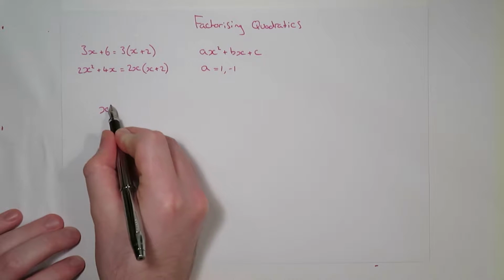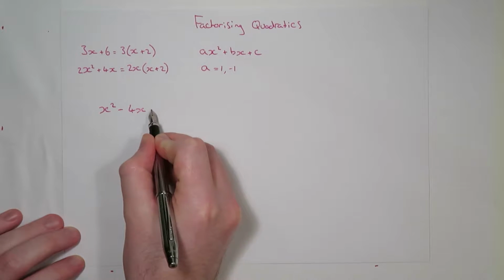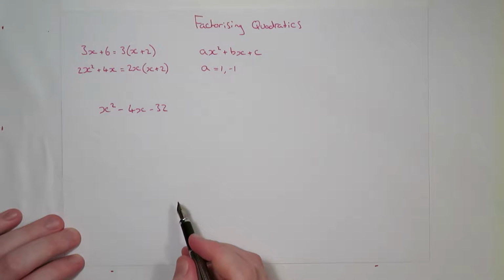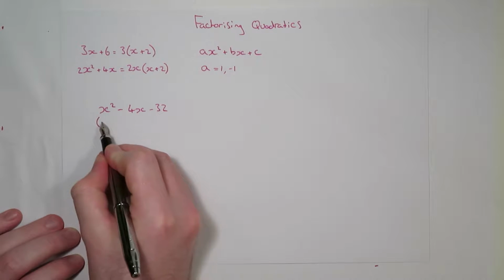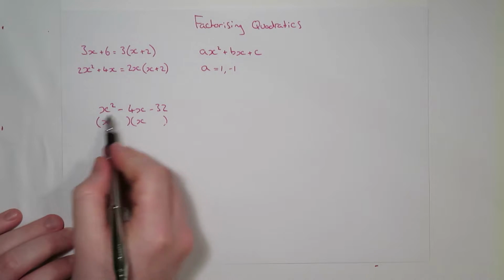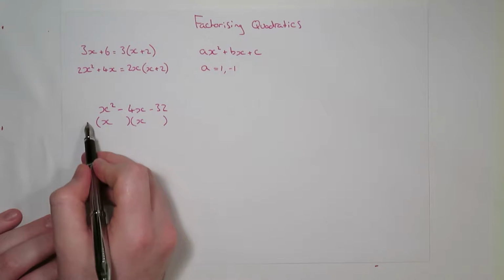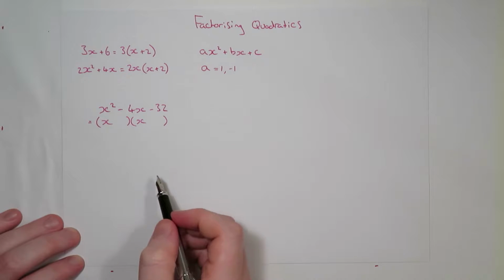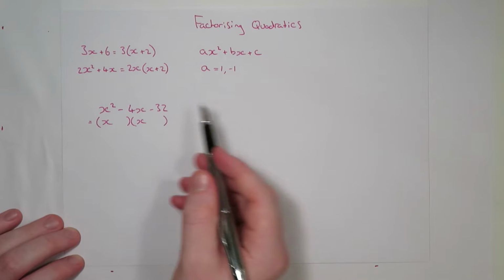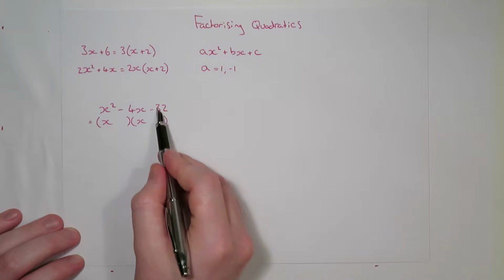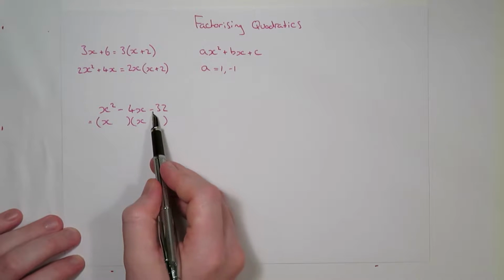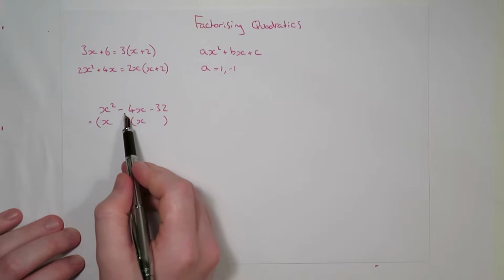First example, x squared minus 4x minus 32. Okay, so how do we factorise these things? Well, this is where you put things into two brackets. And we say that this x squared minus 4x minus 32 is equal to these two brackets multiplied together. What you need to do here is think of two numbers that multiply together to give you 32 and add together to give you 4. Now in this case, it would be multiply together to give you minus 32 and add together to give you minus 4.